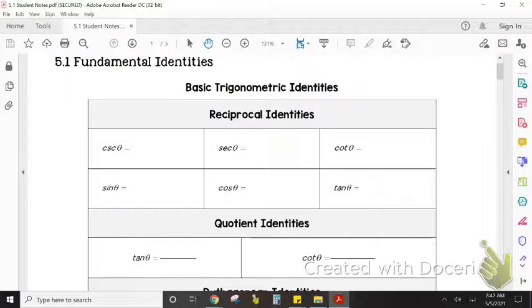Okay, so we're starting chapter 5, which is our analytical trig unit. And so the first lesson here is the fundamental identities. And so we know our reciprocal identities.